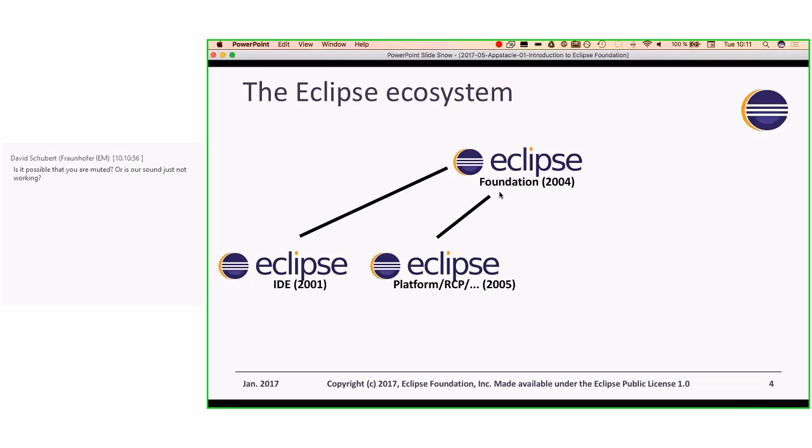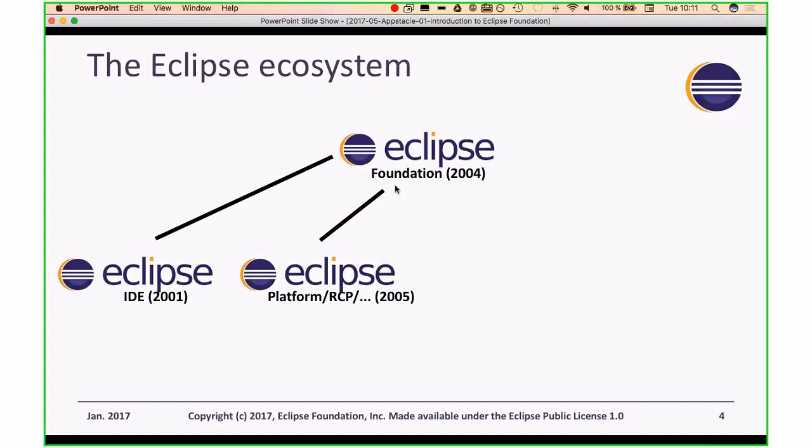And they launched in 2005 what we named the Rich Client Platform, which is really a core technology, and people could build their own solution on top of that. By doing that, we started having more and more communities joining Eclipse, each with their own set of solutions.